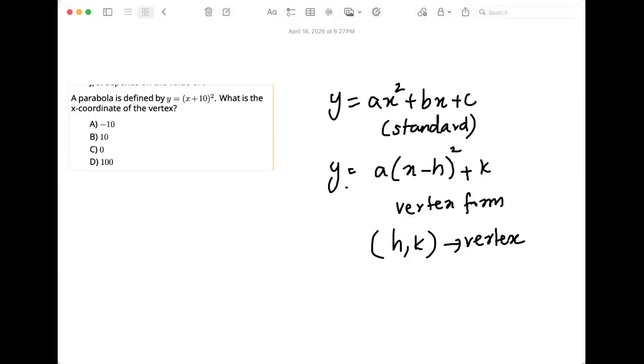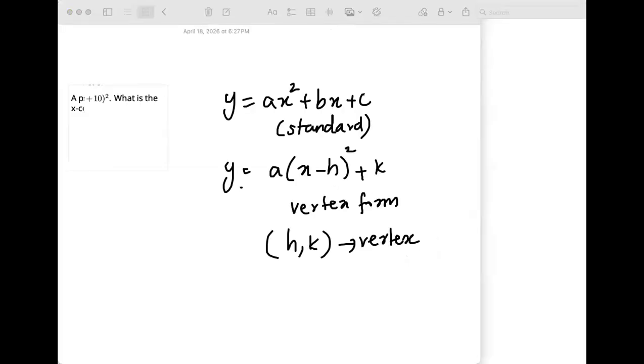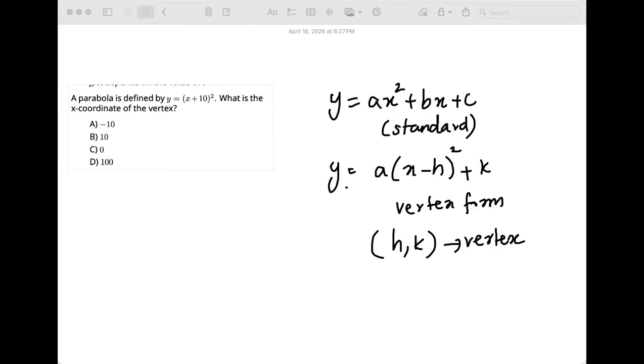Did you get it, ma? A parabola is defined by y equal. Did you get it? The x coordinate of the vertex. It's not a hard one, right? Lasya, do you know this or do you need help? Do you need help, Lasya, on that? Lasya, I don't hear you, ma. Can you give me one more minute? Yeah.